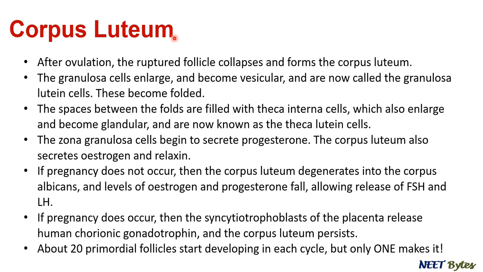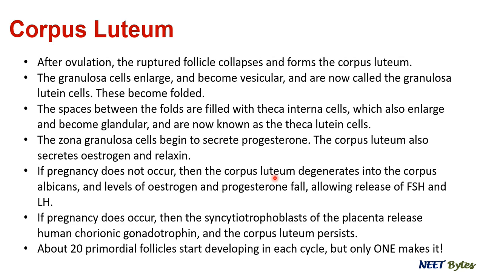Now let's talk about the corpus luteum. What happens after ovulation? The ruptured follicle joins together and forms corpus luteum. The granulosa cells enlarge and become vesicular, and now they are called granulosa lutein cells. Now they become highly folded. The spaces between the folds are lined by theca interna cells, which also enlarge and become glandular and are now known as theca lutein cells. The granulosa cells begin to secrete progesterone. The corpus luteum also secretes estrogen and relaxin.